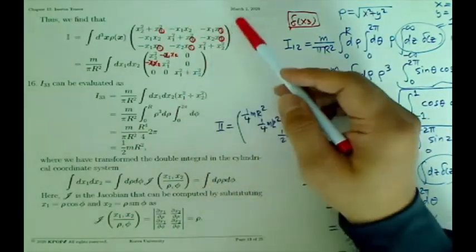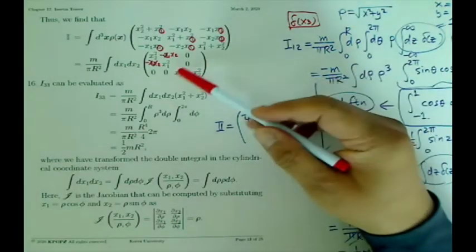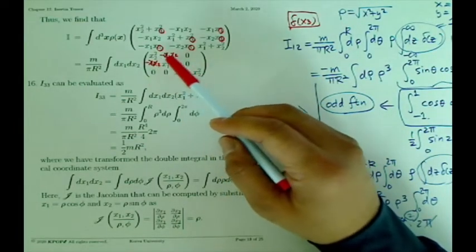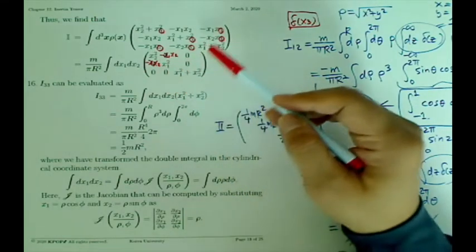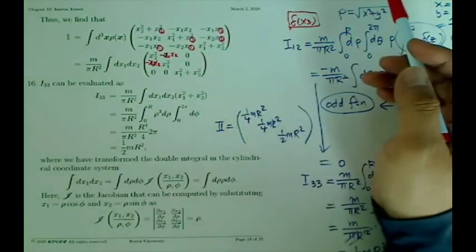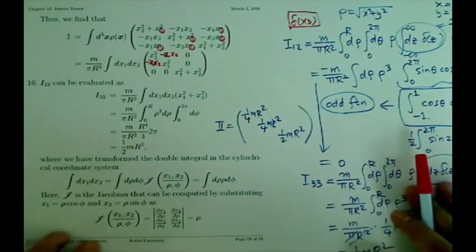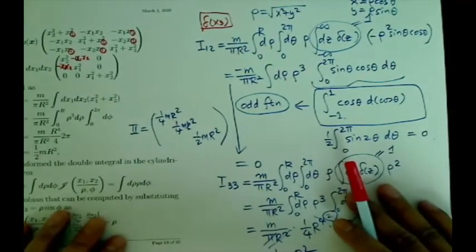So x3 appears here and there. If we remove everything, the non-vanishing contributions will be x2 minus x1, x2 minus x1, x2, x1 squared, something like that. The calculation will be very simple. Let's do the calculation for I12 first.